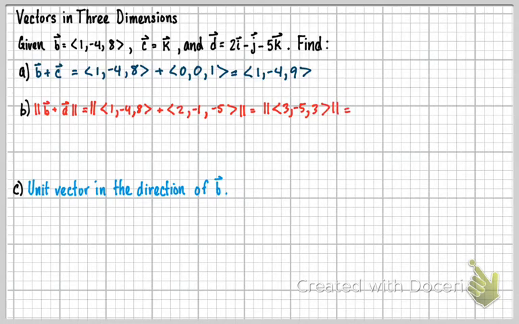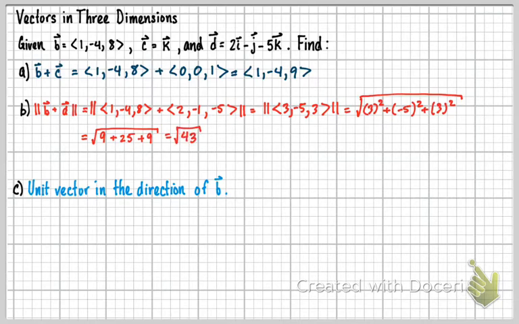And how I find a magnitude is I take the square root of 3 squared. Oops, let me fix that. Plus negative 5 squared plus 3 squared. And that gives me square root of 9 plus 25 plus 9. That's going to give me square root of 43, which doesn't simplify any more than that. So that would be the magnitude of vector B plus D.